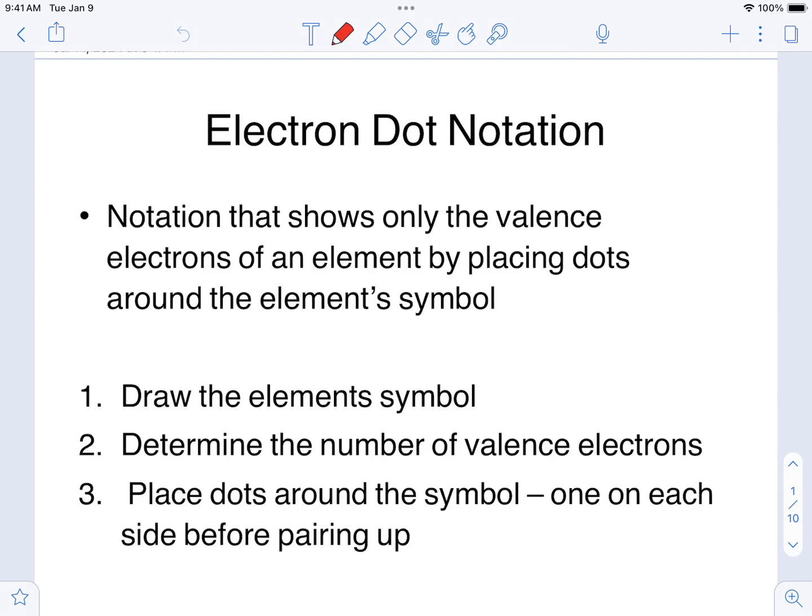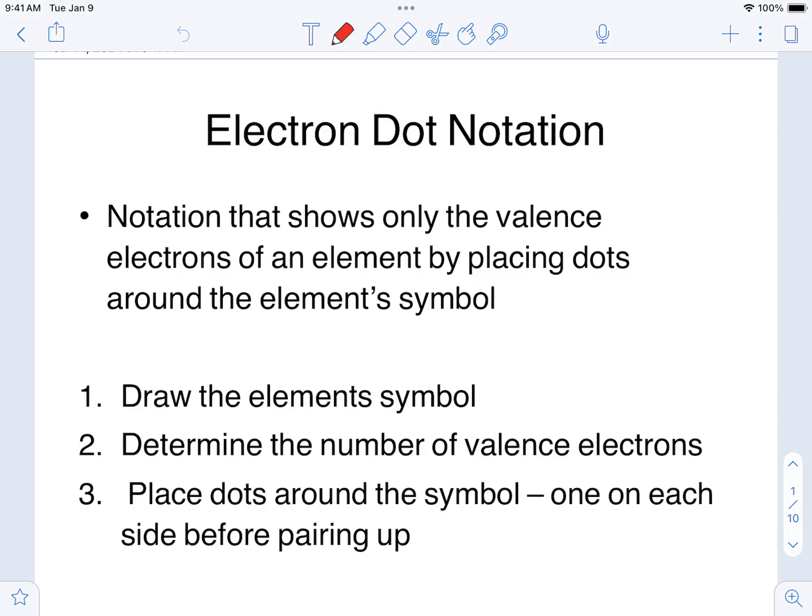This video is on electron dot notation and Lewis structures. Electron dot notation is the precursor to a Lewis structure. This is a notation that shows only the valence electrons of an element by placing dots around the element symbol.